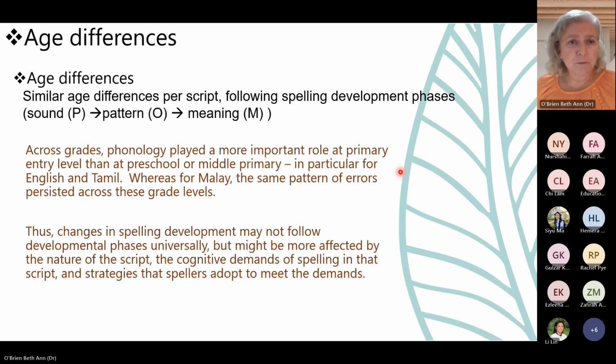For Malay, the pattern persisted over the grade levels, though. And so from this, we see that the changes in their spelling development wasn't really following what we predicted according to the developmental phase models. It wasn't showing this universal progression through the phases that have been described in the literature. But they instead might be more affected by the nature of their scripts, the cognitive demands of spelling in that script, and then strategies that the spellers adopted to meet the demands.